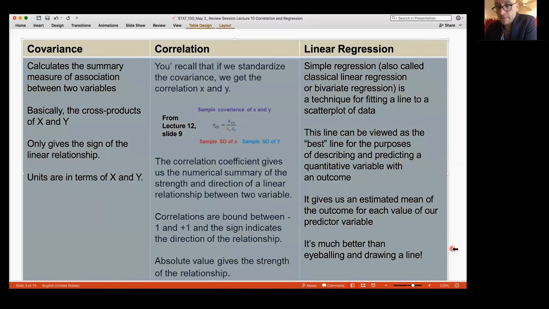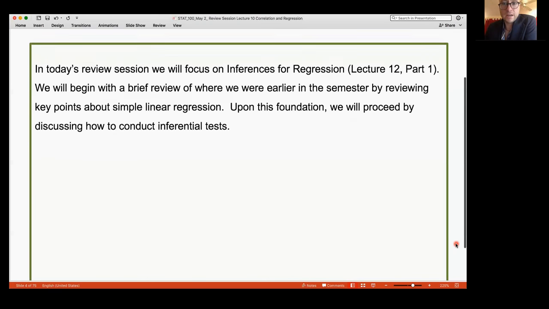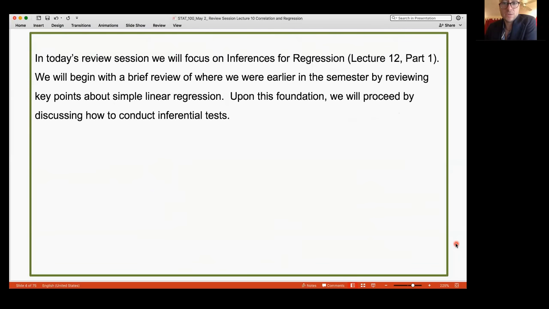Let me speed this up. I know I'm going a little too slow here. And we're going to talk about inferences here. And I just want to give us a brief review of where we were when we were reviewing key points about simple linear regression, and then we'll talk about how to conduct these inferential tests.